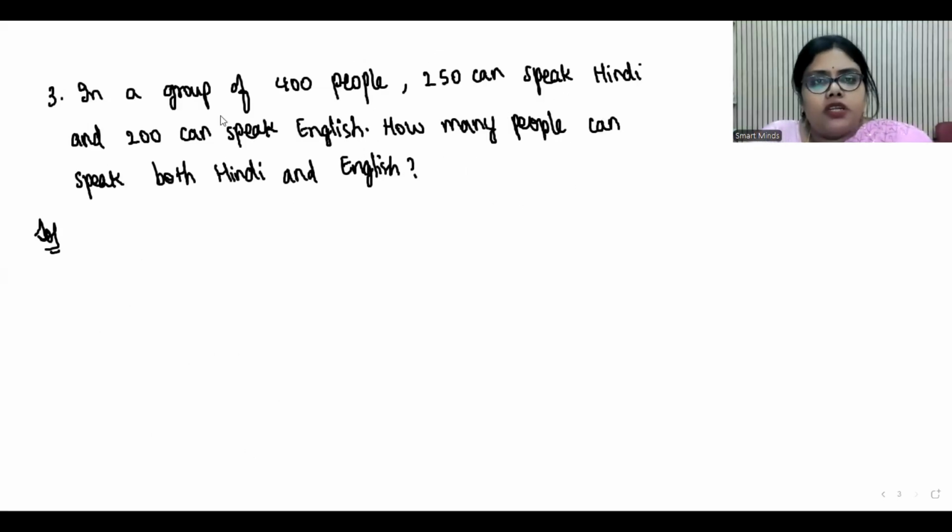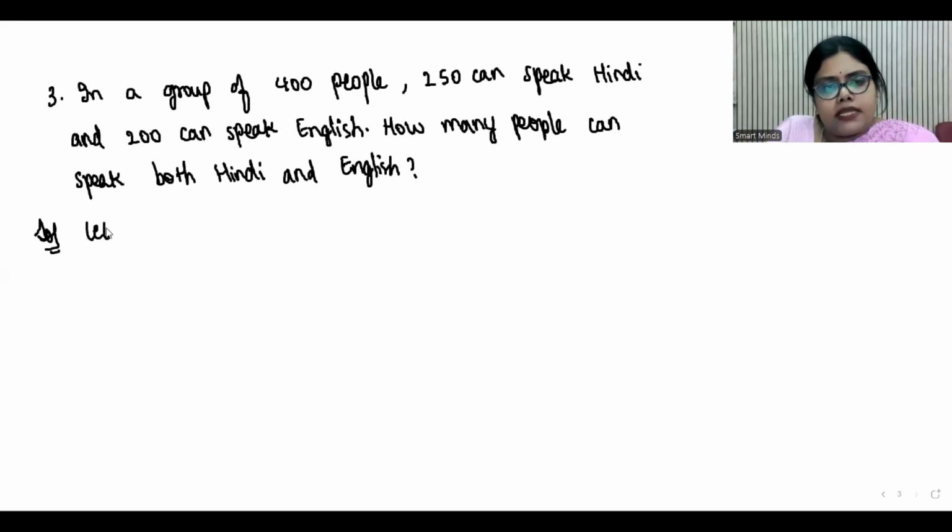Take the next question. In a group of 400 people, 250 can speak Hindi and 200 can speak English. How many people can speak both Hindi and English? So whenever both or and comes in the question, we have to take intersection. When either or is asked, we have to take union. Okay, now in a group of 400 people, that means both Hindi speaking and English speaking. If we combine both of them, that makes 400.